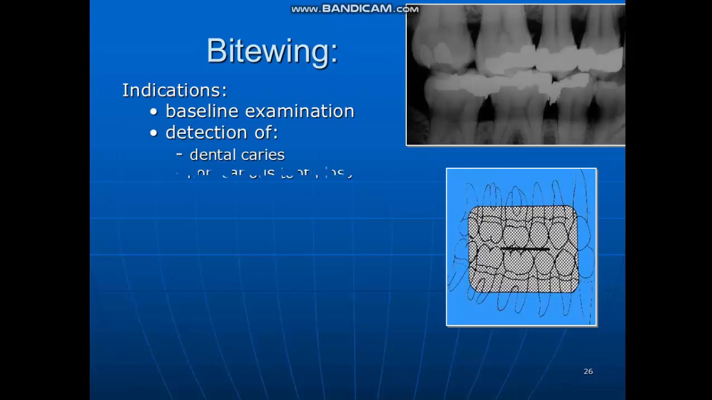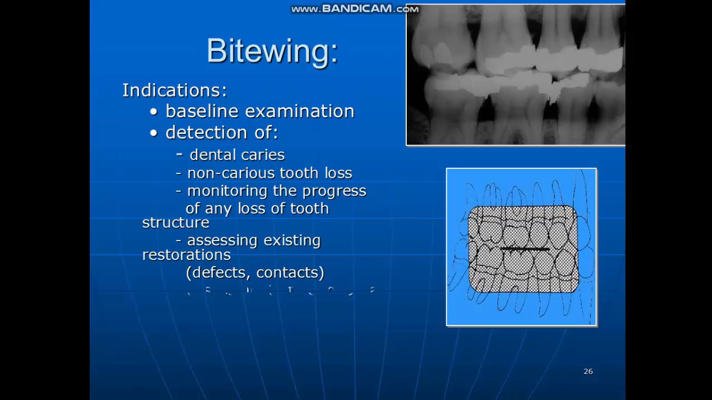So important indications of the bite-wing view are basal examination, detection of dental caries, non-carious tooth loss, monitoring the progress of any loss of tooth, investigation of tooth structure and restorations, and assessment of periodontal status.